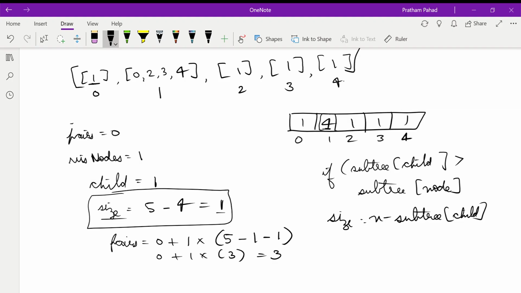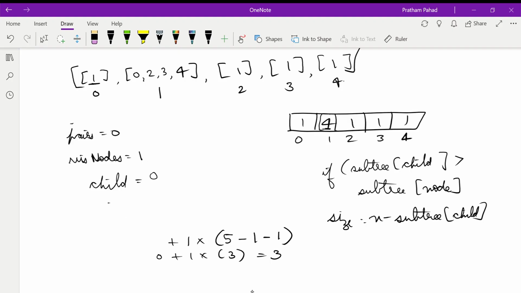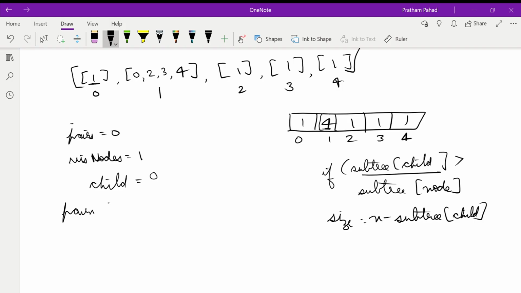So initially pairs is 0. Visited node is 1. And child, initially child is 0. We'll calculate it again. So subtree of child, child is 0. Subtree of child is not greater than my node, so I will not do anything. I will directly calculate my pairs. How do I calculate my pairs? The formula is pairs plus equals size into n minus visited nodes minus size. This is the formula to calculate pairs. Got it?